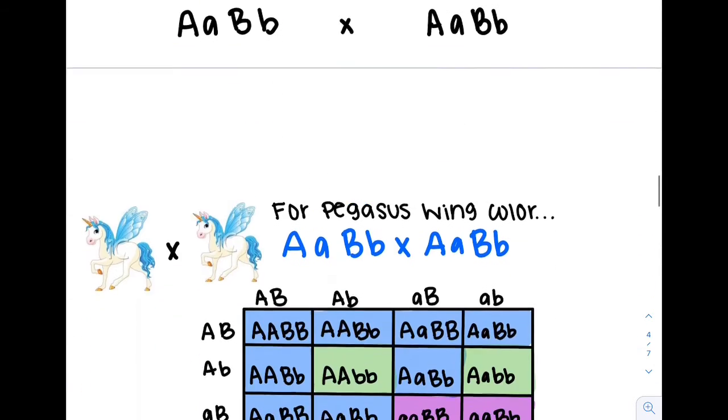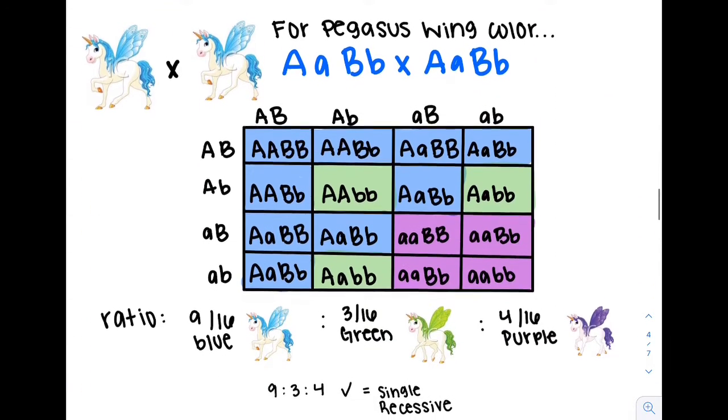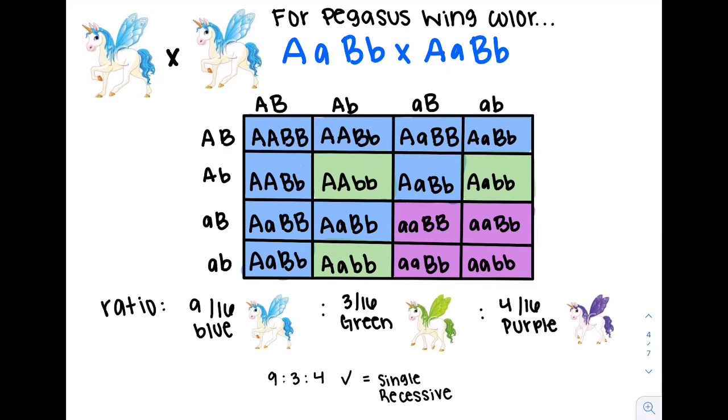After doing a dihybrid cross of the Pegasi, we can see the expected progeny. As we said earlier, blue-winged Pegasi will have both a dominant A and B allele, green-winged will have 1 dominant A and 2 recessive B alleles, and purple-winged will have homozygous recessive A alleles and do not depend on the B alleles for their phenotypes. We have calculated that there will be 9 blue-winged Pegasi, 3 green-winged Pegasi, and 4 purple-winged Pegasi. That 9 to 3 to 4 ratio matches up perfectly with single recessive epistasis.